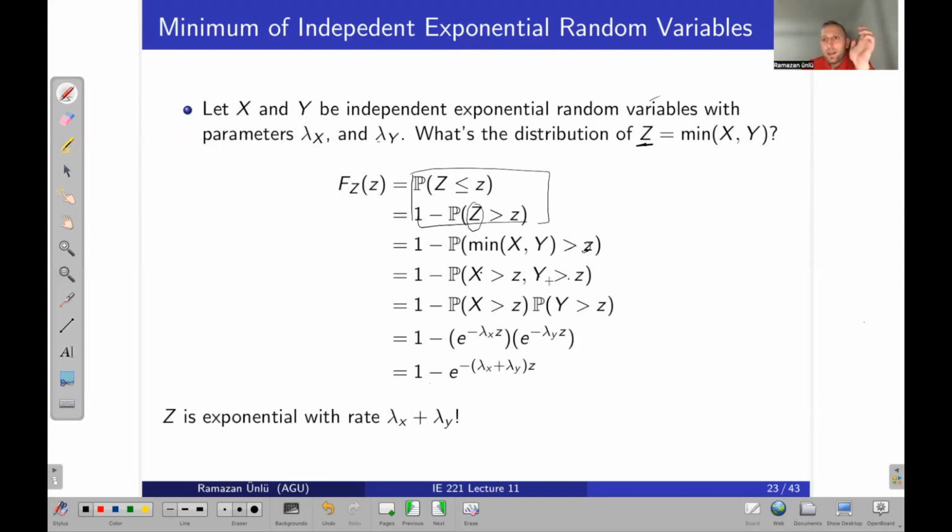We know that X and Y are independent random variables, right? And we learned that the probability of X and Y is equal to the product of the probability of X and the probability of Y. So here I use the power of independence. That is coming from the independence rule. That's why I can rewrite that as 1 minus the probability of X greater than z times the probability of Y greater than z, right?